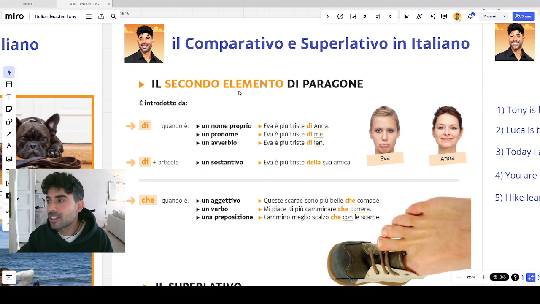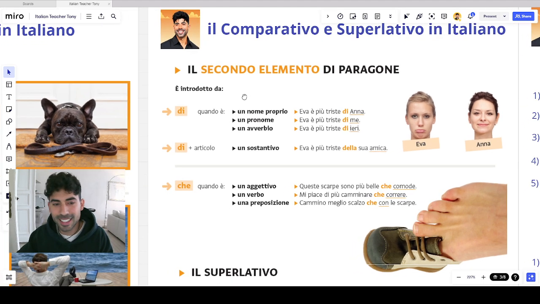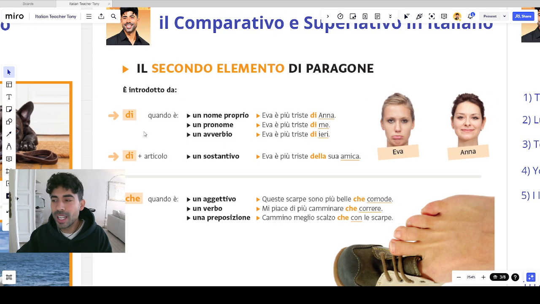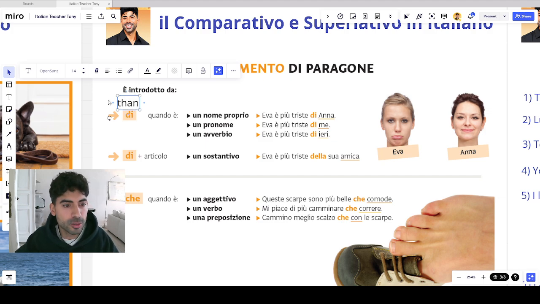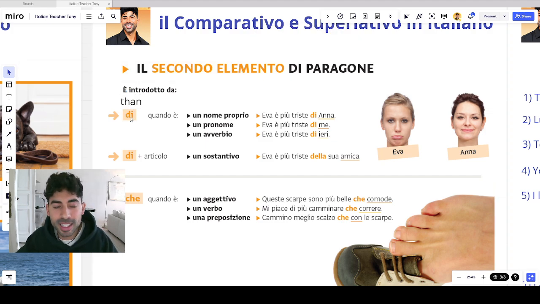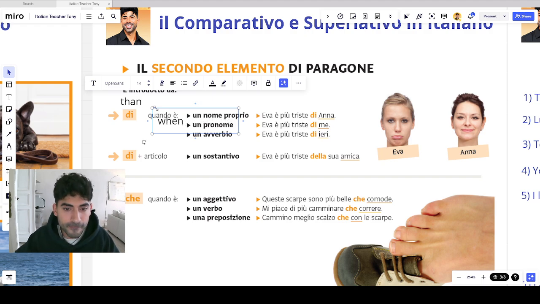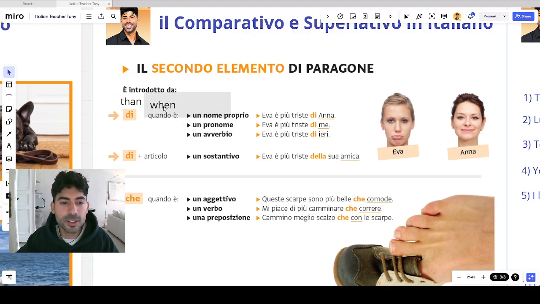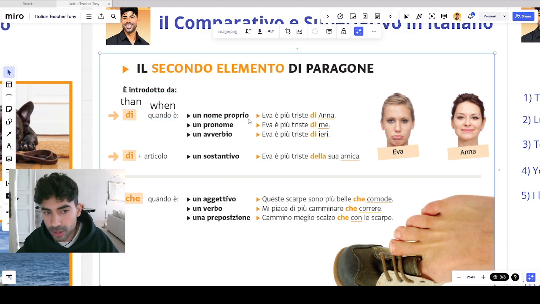Here it says the second element of comparison, the di, will be different according to certain set of rules. Let's have a look. We will be using di for then, so I'm gonna put it here again to be transparent and clear. We will be using di for then when the comparison is done on a name of a person, a pronoun, an adverb.